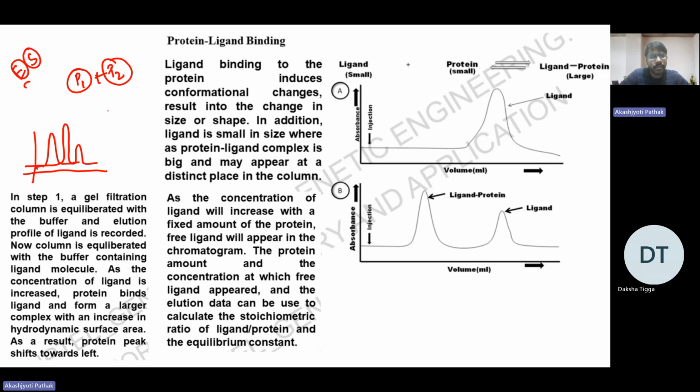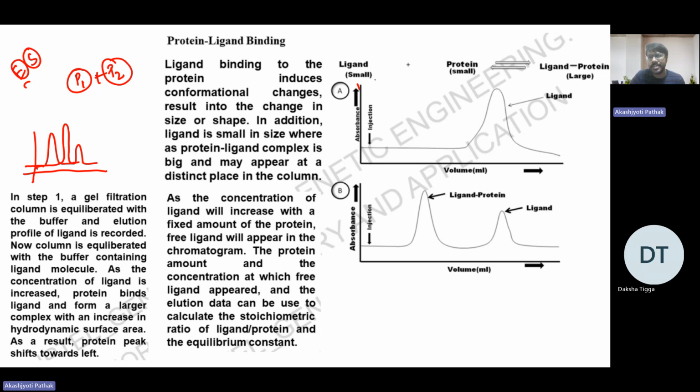So for P1, you will have a particular peak. For P2, you will have a particular peak. And when you incubate these two proteins together, then there will be a shift in the peak. As the size will increase, you will get the peak much earlier than the peak of the P1 or P2. Okay, so if you see this figure, the same thing is happening over here.